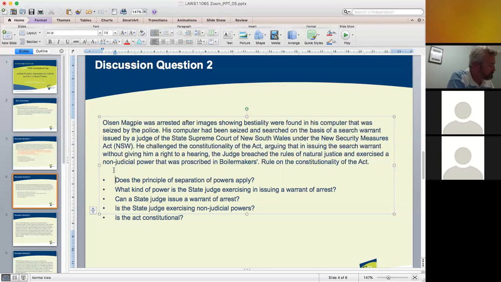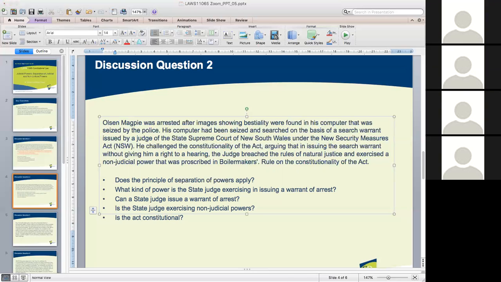Any other attempt? Vicky. Would you not be asking that basic question again, is it a judicial or a non-judicial power? Okay, so let's do it there. So is the state judge, what was he doing? Issuing a search warrant, exercising a judicial or non-judicial power?